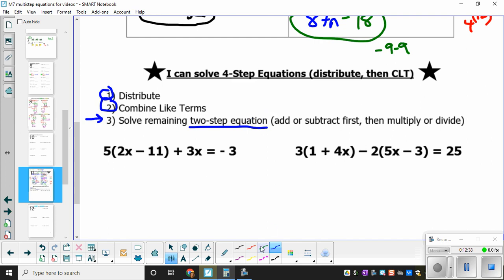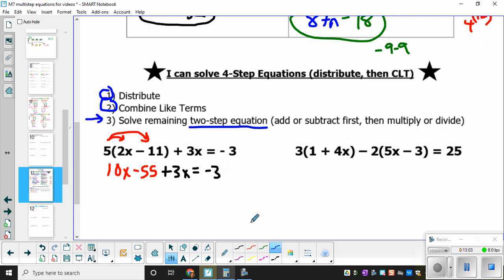All right, so in this one right here, when I look at this, I see parentheses, and so I'm going to distribute my 5 to these 2 terms. 5 times 2x is going to be a 10x, and then 5 times negative 11 is negative 55. Now I'm just going to bring everything down after that. So I took care of the first step, I distributed.